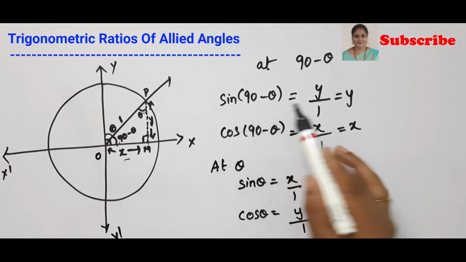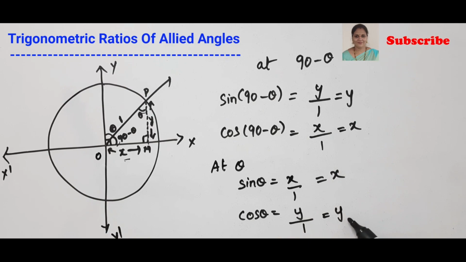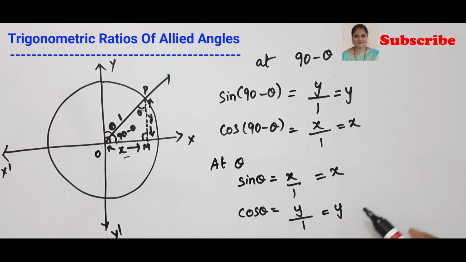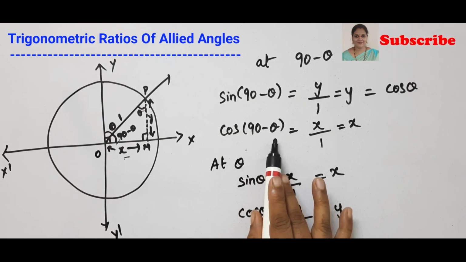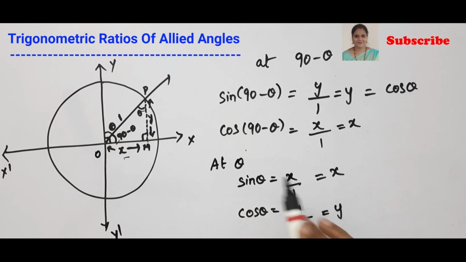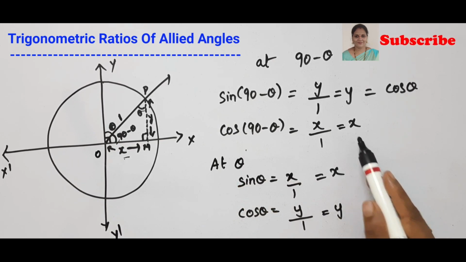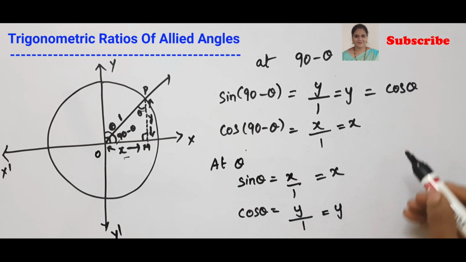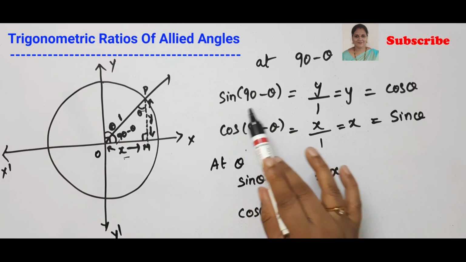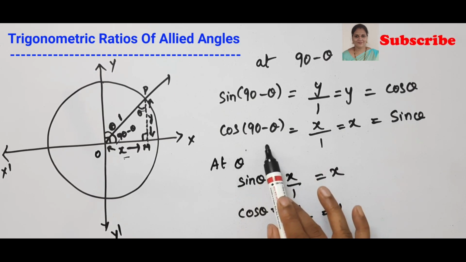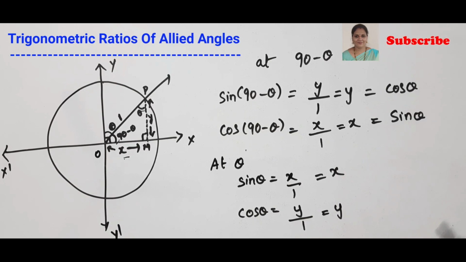So this sin 90 minus theta we got as y. Y is nothing but cos theta at angle theta, is it not? So this is equal to cos theta. Cos of 90 minus theta we got as x. X is nothing but sin theta. So this is equal to sin theta. So we got sin of 90 minus theta as cos theta, cos of 90 minus theta as sin theta. When we get sin 90 minus theta and cos 90 minus theta, we can easily write the remaining trigonometric ratios, is it not? Now let us do that.